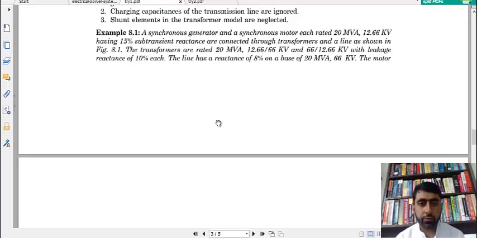Yesterday, what we did, we saw what a symmetrical fault is and how it can be solved. Let us try to do some numericals on the same topic.